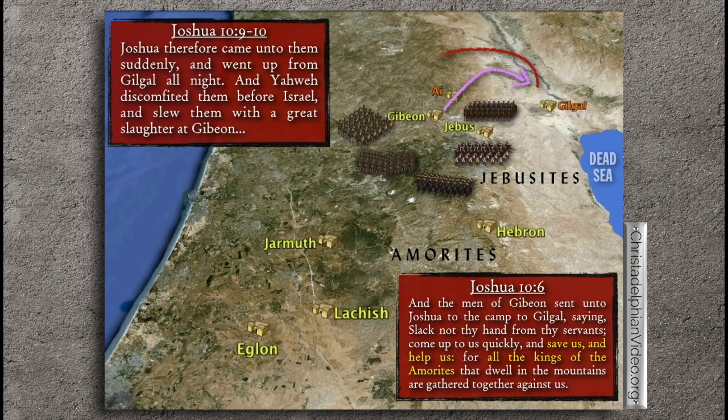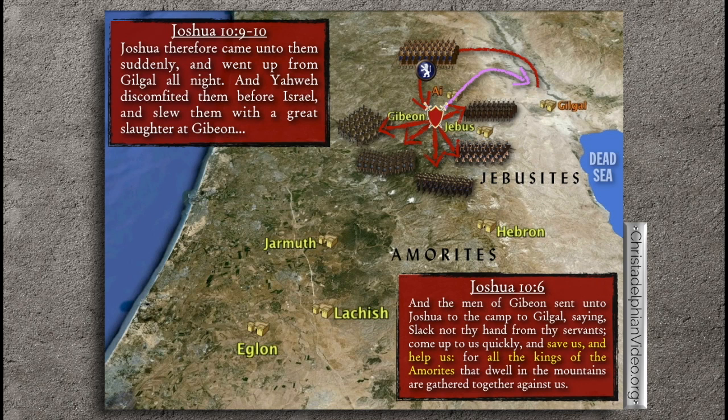So Joshua here is put into the situation, and immediately they're called upon. He figures out what he's supposed to do. In chapter 10, verse 9, Joshua therefore came up upon them suddenly and went up from Gilgal all night, and Yahweh discomfited them before Israel and slew them with a great slaughter at Gibeon. So he takes out the five kings that have all come up with their armies against the Gibeonites and wipes them out completely. But the story doesn't end there.